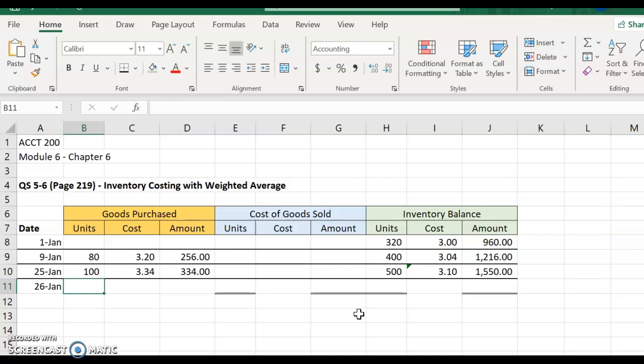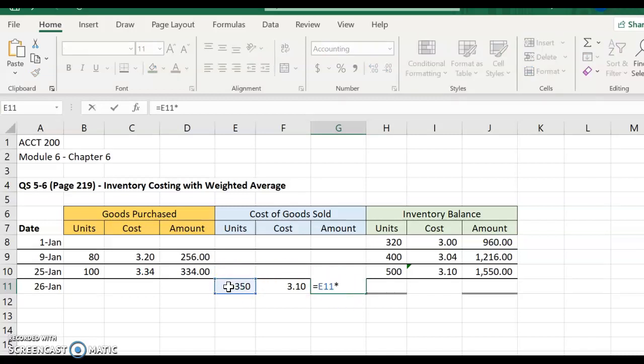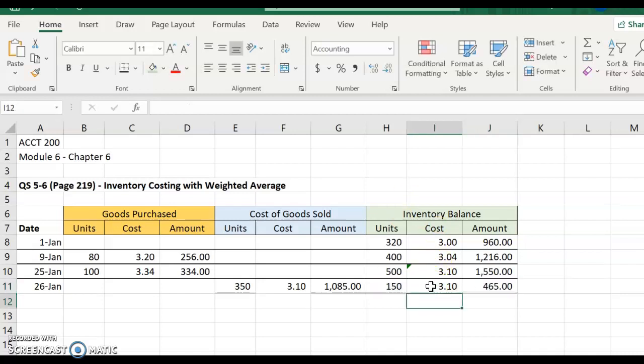On January 26th, I sell 350 units. My cost for those is the $3.10. So my total cost of goods sold is the 350 times the $3.10. My remaining inventory then is the 500 minus the 350, and value is 3.10. I don't need to recompute because the only time we recompute is when we have a purchase. So my ending inventory total value is 150 times $3.10.